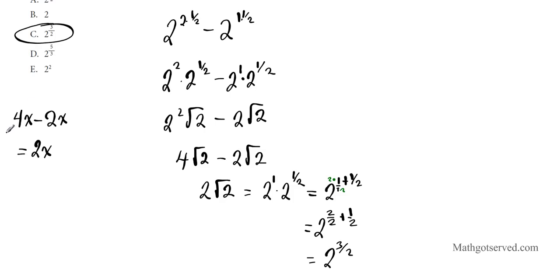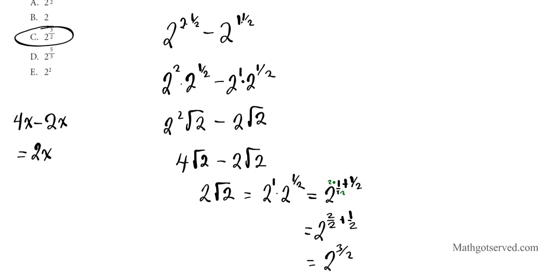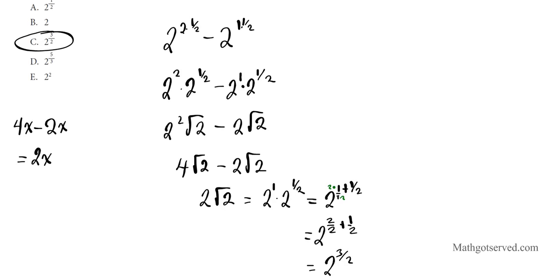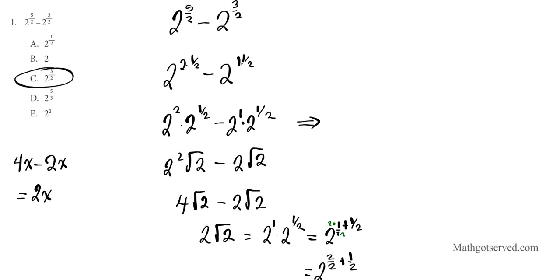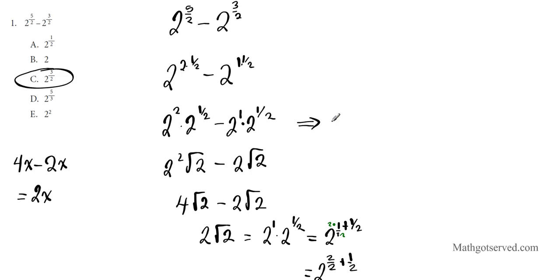All right, so they have a 2 to the 3 halves. That's one way of doing it. Actually, let me show you another way of doing this. So let me start from here. So let's say we're at this step right here. Okay, so we converted the fraction into mixed numbers, and then we separated them. Check this out. If I have 2 squared, this is another way you can do it, times 2 to the 1 half minus 2 times 2 to the 1 half.